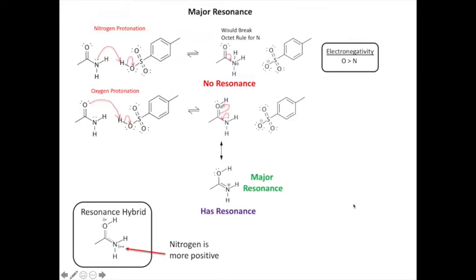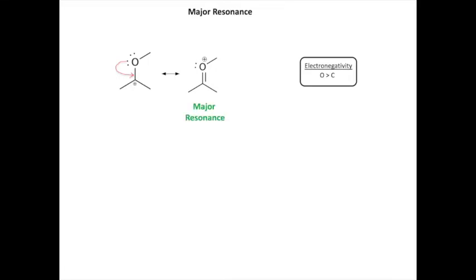One last example. Here we have a carbocation with an oxygen attached to it. So you can see resonance like that. So who's more electronegative? We know oxygen's more electronegative than carbon. And what is going to be the major resonance structure? Do you think it's going to be the one with the carbon, the least electronegative, with the plus charge, or the more electronegative oxygen with the plus charge? It's going to be this one.